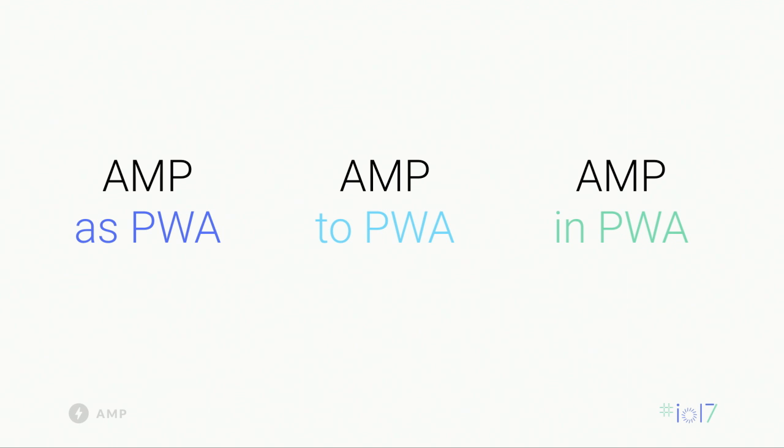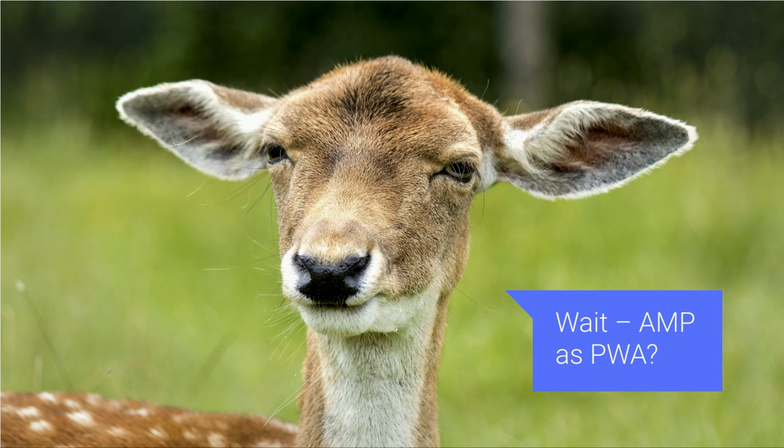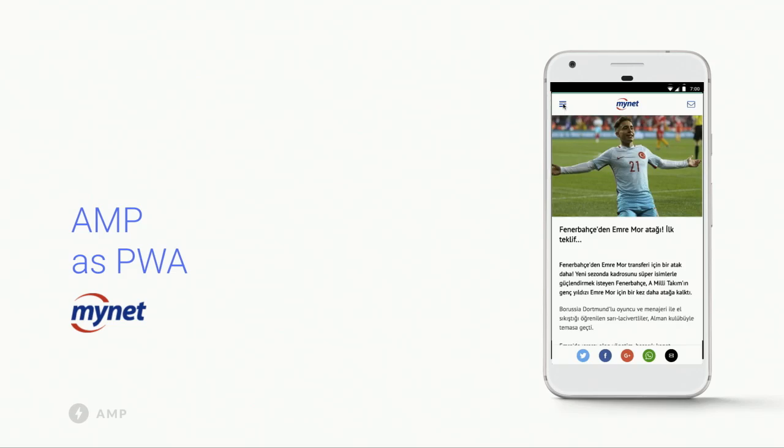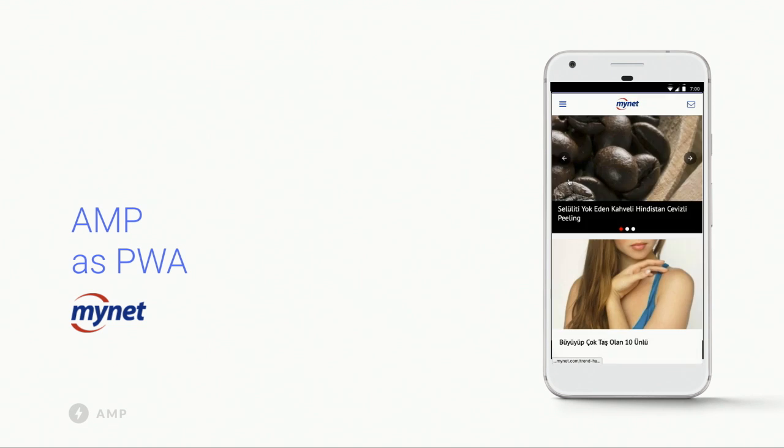Now, if you've been listening and I've been comparing the two, you're like, wait, AMP as PWA? We have actually, for sites that have static content mostly and don't have a lot of interactivity, you can have an AMP that is both a progressive web app. In fact, MyNet, who is one of the leading publishers in Turkey, has done that with their pages.